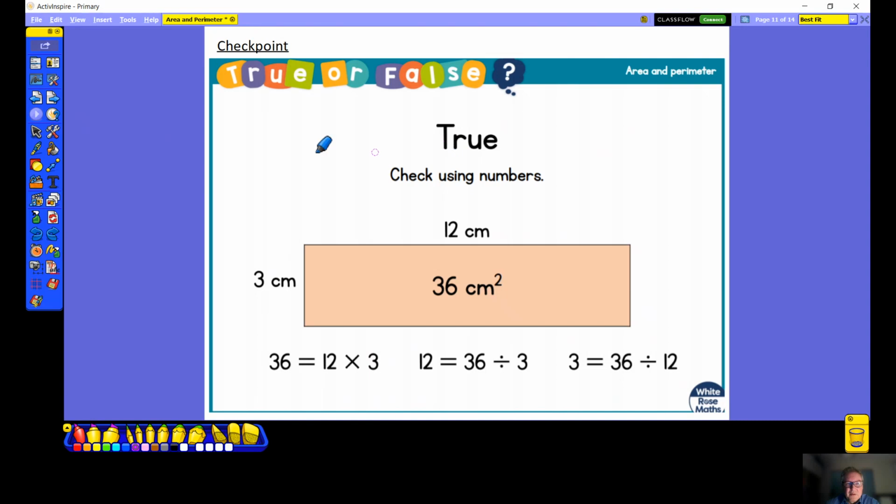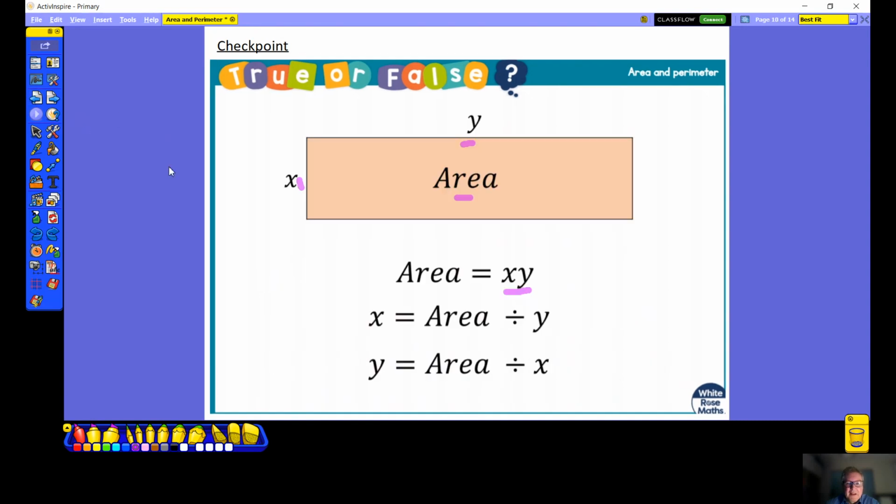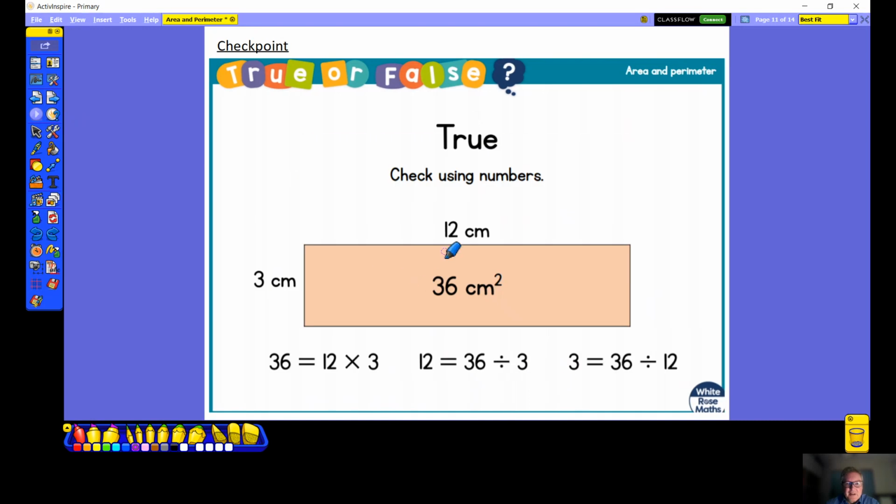So it is true. Just going back. It is true that the area equals x times y. And if you want to find out x, which is the width, it equals the area divided by the length. And if you want to find out y, the length equals area divided by the width. And the suggestion is that you do it with numbers. And there was an example when we were in the Explore, so you could always go back and have another look at that. But take some time, review these, ensure you know why that is true.